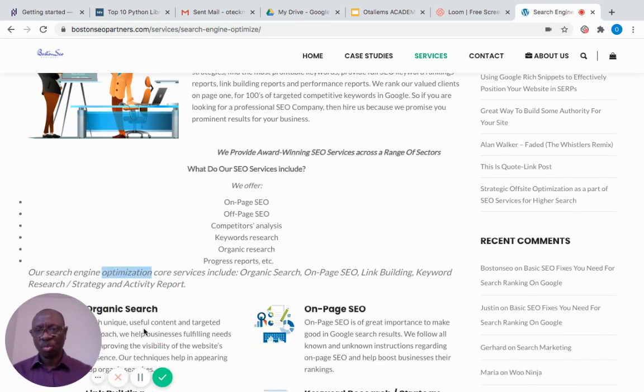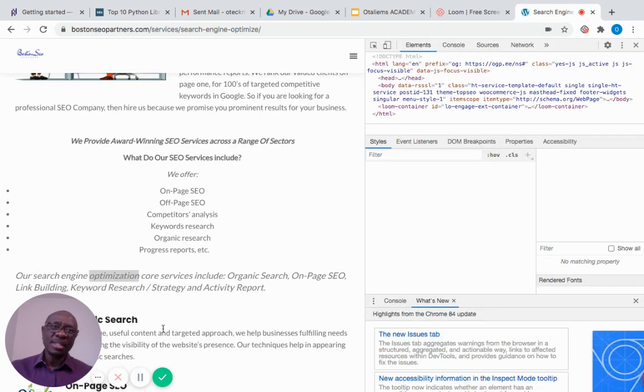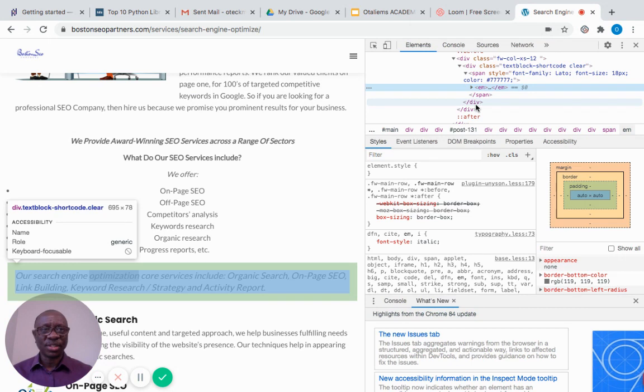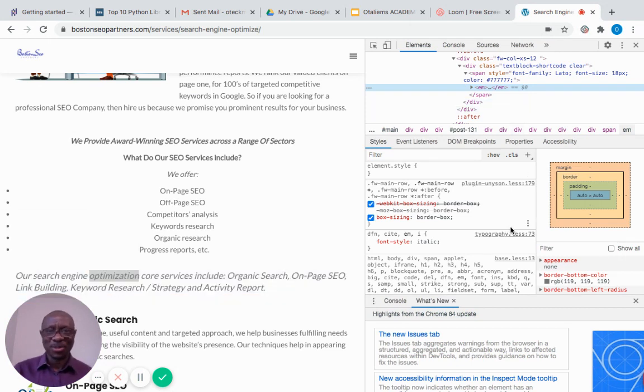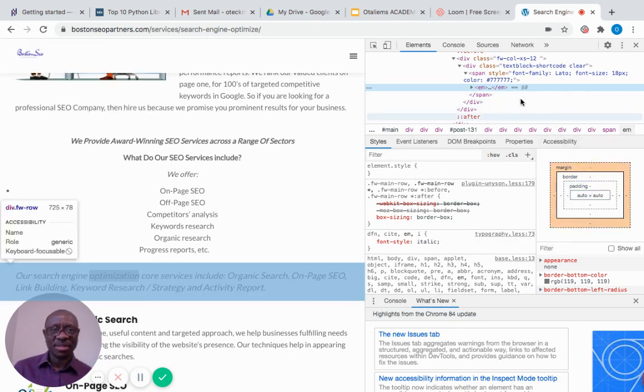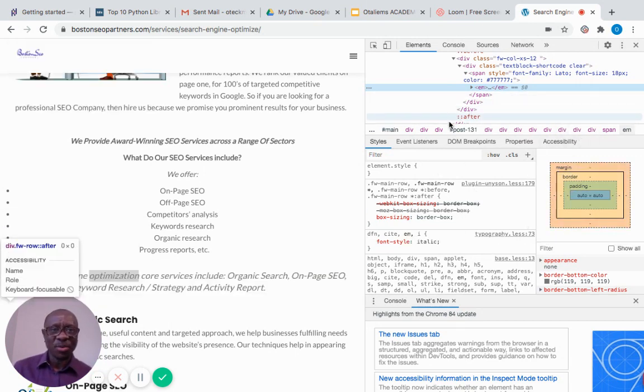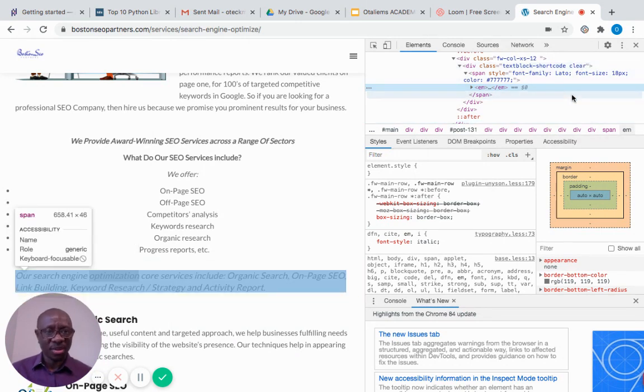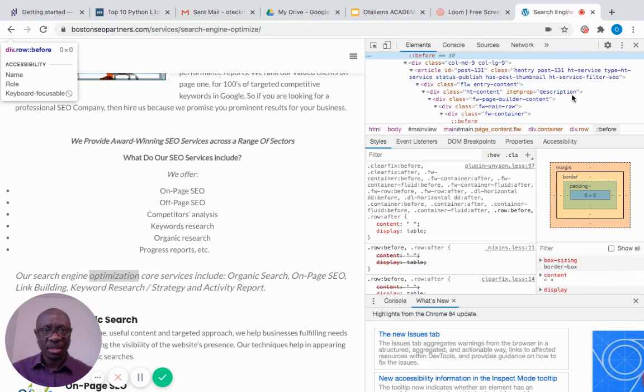Let me show you what Google sees when it is crawling your website. This is absolutely what the search engine sees when it is crawling your website. This is what you see, but this is what the robot, the algorithm, sees. This is what they read, what they go through. So that's why you need to pay attention to all this.